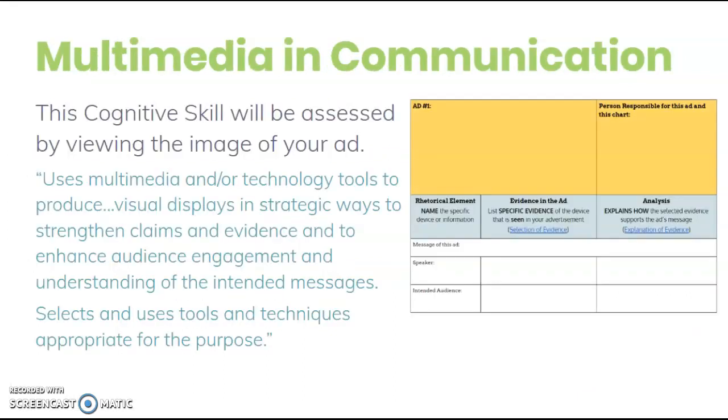For the multimedia in communication cog skill, that is the image of your advertisement. So your image will go here in the yellow box. And then again in blue here is the language from the rubric about how it will be assessed. So your visual display should be strategic. It should strengthen your claim, clearly communicate the message. It should enhance audience engagement and their understanding. So your audience should clearly be able to look at your ad and see what was your message? What was the purpose of this advertisement that you created?